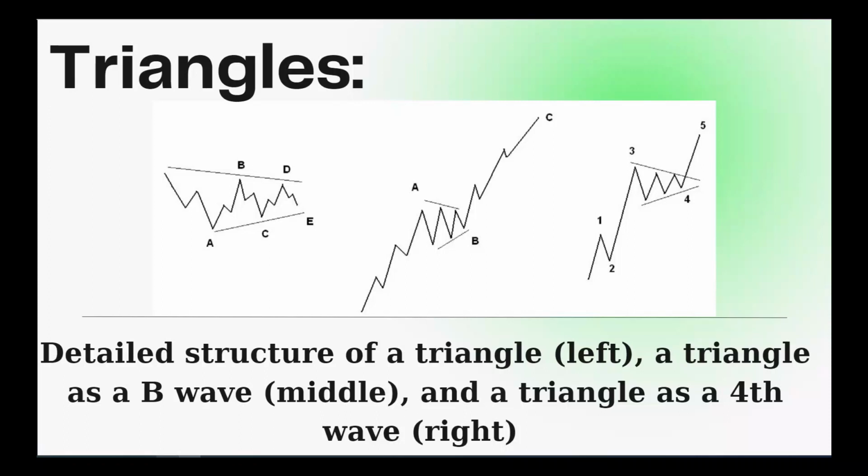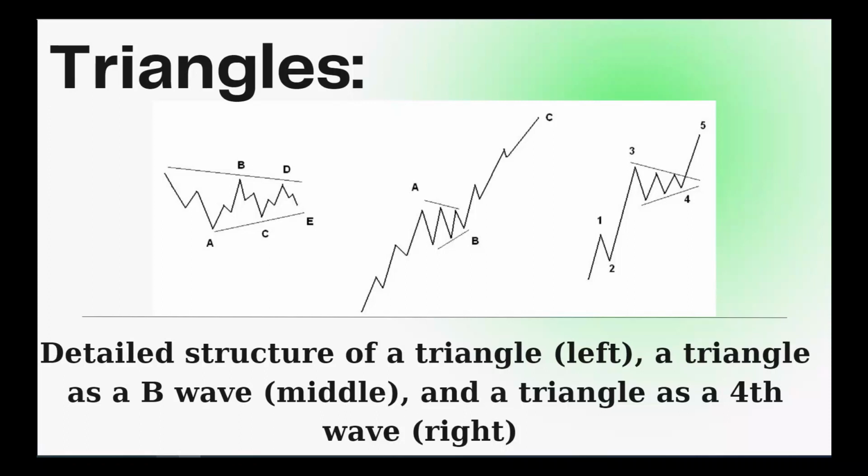The 5 waves of a triangle are as follows. Wave A is the first leg of the triangle and is usually a sharp move in the direction of the larger trend. Wave B is the second leg of the triangle and is a correction of wave A. It typically moves in the opposite direction of wave A and can be a zigzag or a triangle.